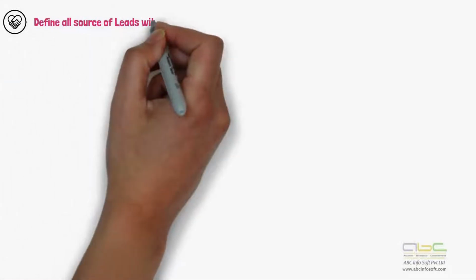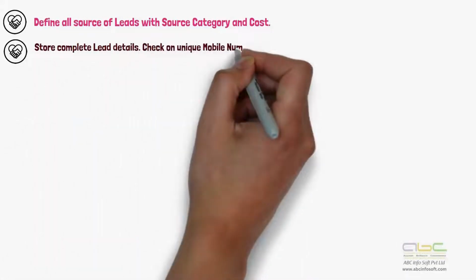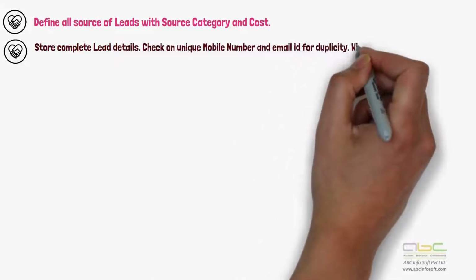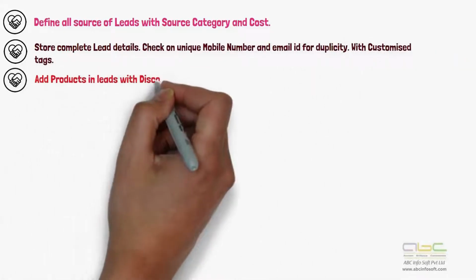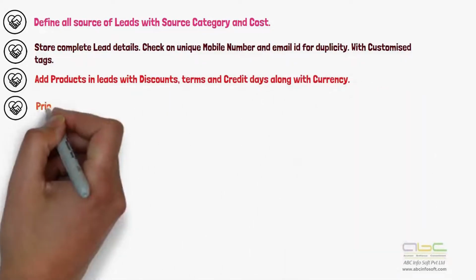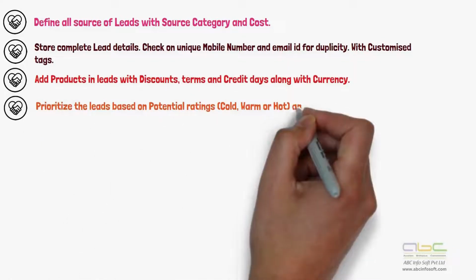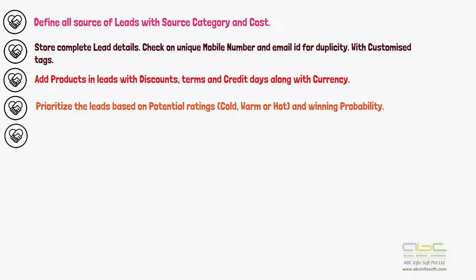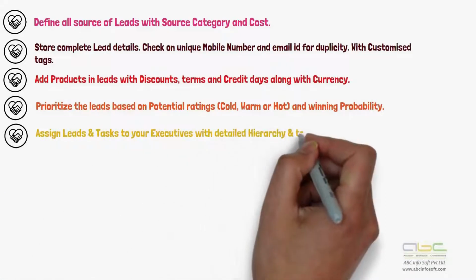Key features: define all source of leads with source category and cost. Store complete lead details, check on unique mobile number and email ID for duplicity, with customized tags. Add products and leads with discounts, terms and credit days along with currency. Prioritize the leads based on potential ratings, cold, warm or hot, and winning probability. Assign leads and tasks to your executives with detailed hierarchy and track their working.